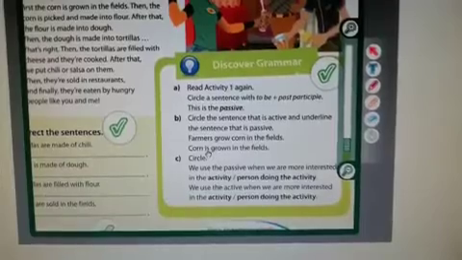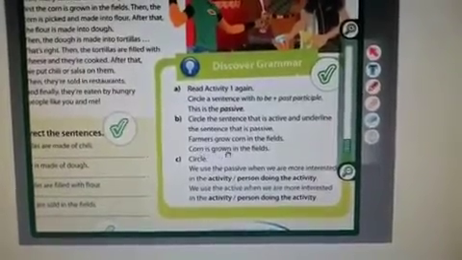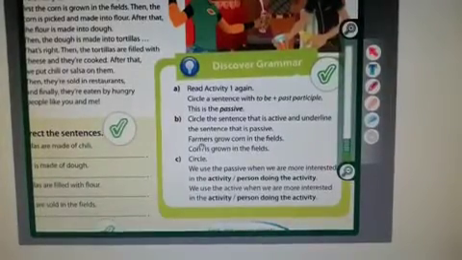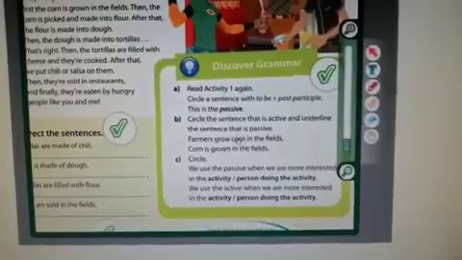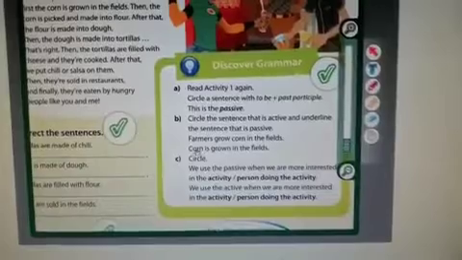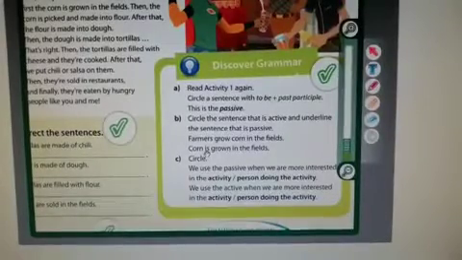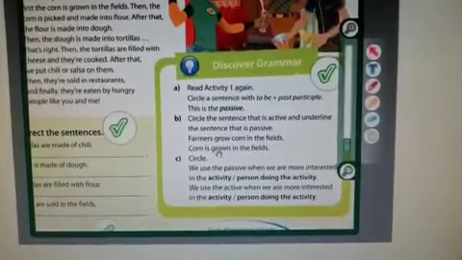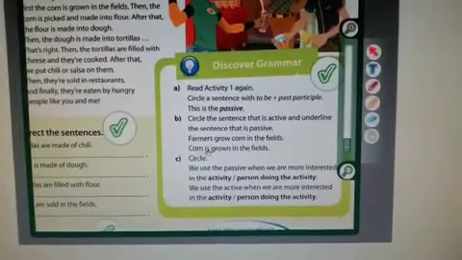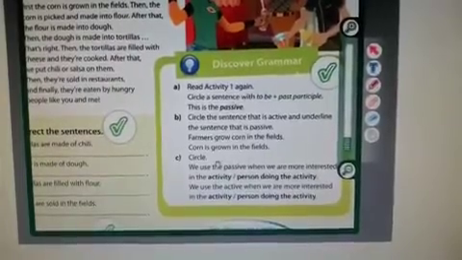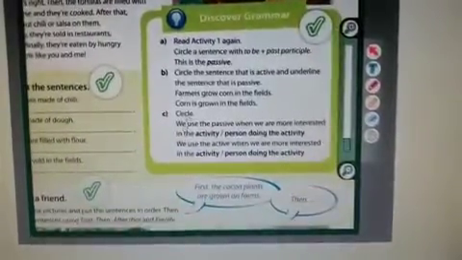Look at the second sentence here. Corn is grown in the field. If I want to change the active into passive, subject, verb, object, take the object and put it at the beginning of the sentence. Corn. Corn is singular. We choose is from the verb to be, and grow changes to verb 3, grown. So corn is grown in the field. This is a passive sentence. Look at the other one here.